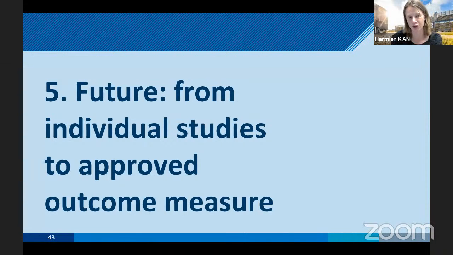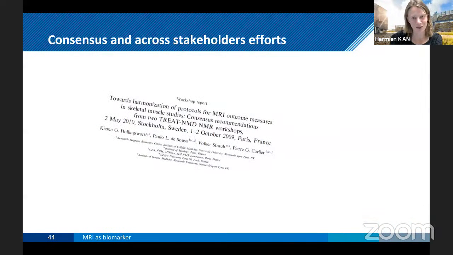So if we look at the future, how do we go from individual studies to an approved outcome measure? Well, I hope you do not think that I'm going to provide a definite answer here, because I can already give you a spoiler alert, I will not, but I will show you where we are. Since I started in this field in 2007, 2008, there have been a lot of consensus and across-stakeholder efforts on the use of MRI in clinical trials. I think it's been a promising outcome measure over the last decade.